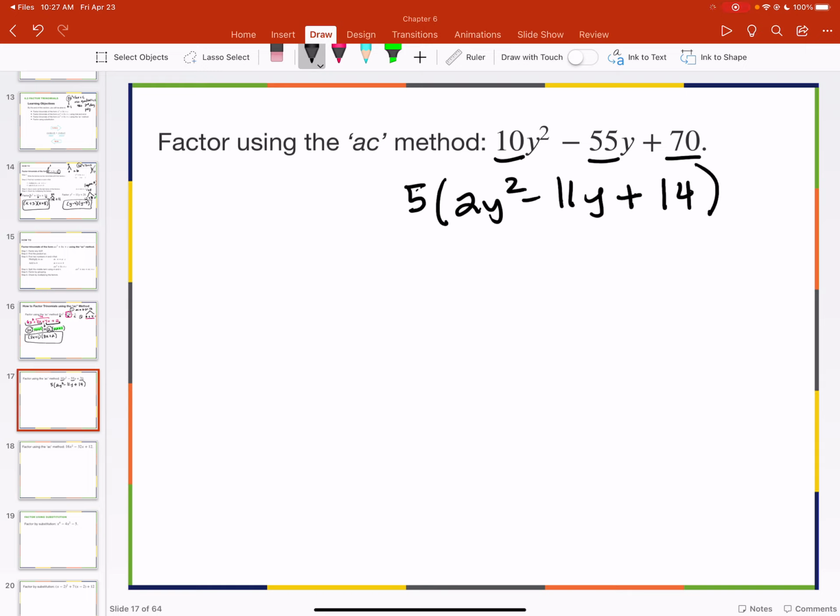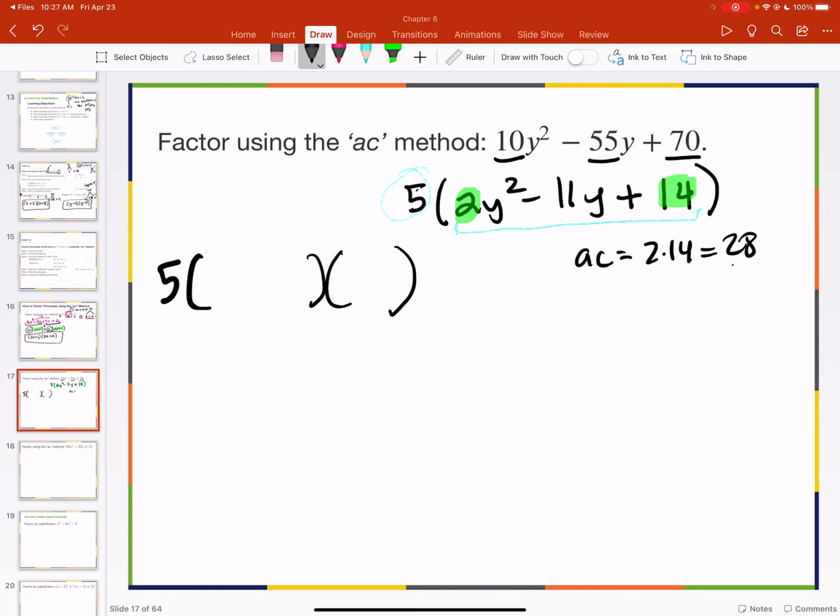Okay, so now what? So now we do the AC method, but we're just going to use this and this as our AC. Another way to think of it is you're just factoring what's inside the parentheses. So don't worry about the 5. 5 is going to be part of it, but it's on the outside, okay? So your final answer is going to look something like this. So let's go ahead and do the AC method. AC is 2 times 14, which is 28. What are the factors of 28 that add up to negative 11? Oh, look, we just did that earlier. Negative 11y, so negative 4 and negative 7.